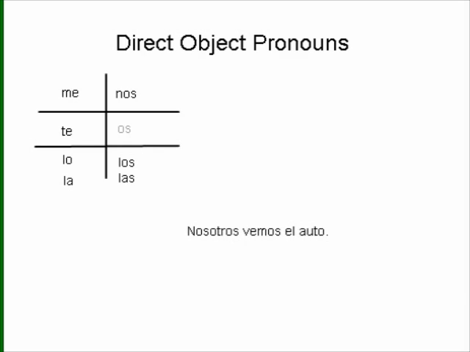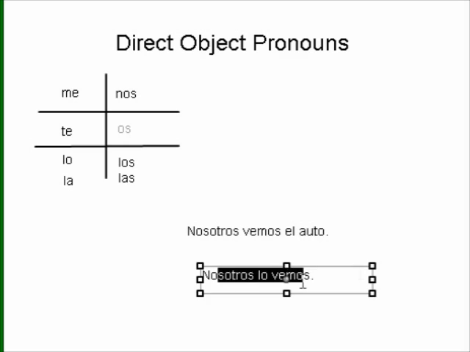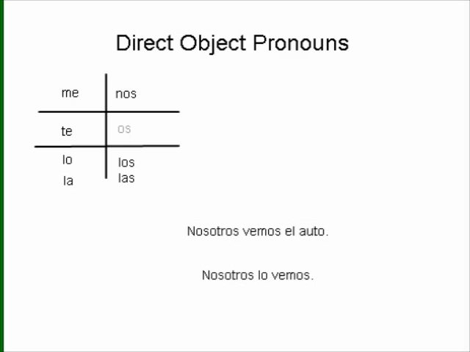Here's another sample sentence for us. "Nosotros vemos el auto." We can figure out what the direct object is by asking ourselves what is being seen. Our verb here is "vemos," which means "we see." The answer is "el auto." So that's our direct object. Again, this is singular, but in this case, it is masculine. It's third person, so we're going to use "lo" for our direct object pronoun. Remember that the direct object pronoun has to come before the verb. So in this case, our sentence would be "Nosotros lo vemos."